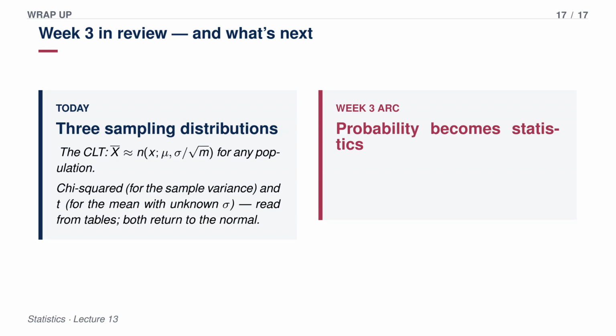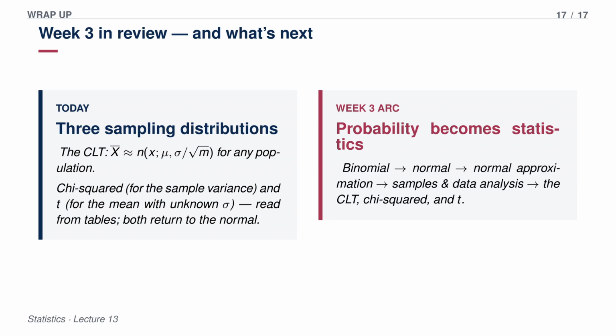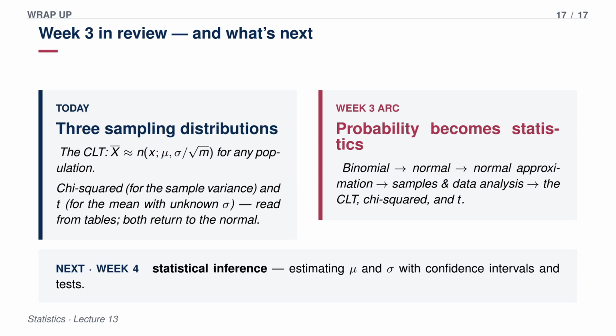Let's wrap the week. Today was three sampling distributions. The headline is the Central Limit Theorem. X bar is approximately normal, centered at mu, spread sigma over root n, for any population. And then chi-squared for the sample variance, and t for the mean when sigma is unknown. Both read from tables, both returning to the normal as the sample grows.